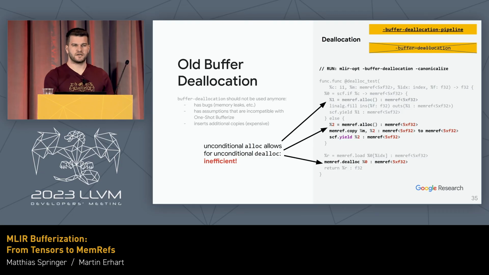The old deallocation pass also had other issues. Most importantly, it leaked a lot of memory, especially around function calls, but also in unstructured control flow regions. And it had the assumption that buffer writes always have to dominate buffer reads, which is not guaranteed by one-shot bufferization.